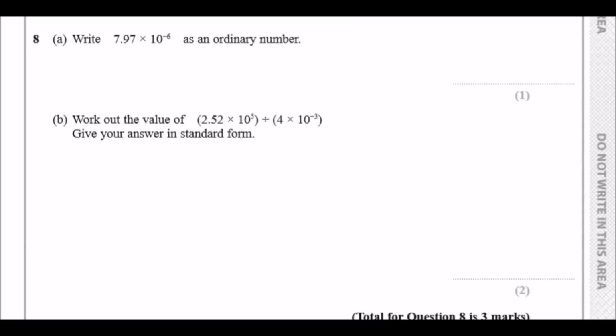Okay, question 8, guys. Let's have a look. Part A: write 7.97 times 10 to the power negative 6 as an ordinary number. This is super easy actually. When you've got a negative power and a base of 10, this is known as standard form. The key idea is that you want to put 6 digits behind this, by rewriting it as 6 zeros. So it'd be 1, 2, 3, 4, 5, 6. And then you just put 797 and place the decimal point here.